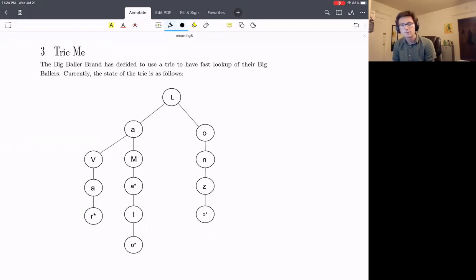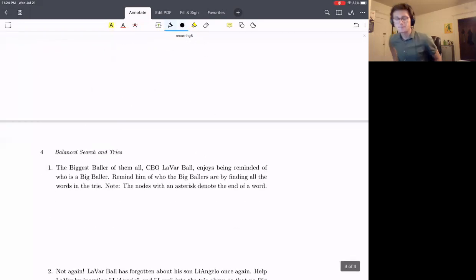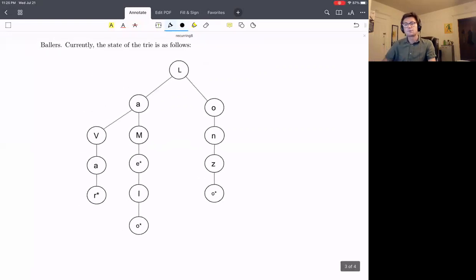So basically in this example, we have a band called the Big Baller Band. And they have a bunch of members and their members' names are stored in this trie. The first question here is that CEO LeVar Ball of the Big Baller Band wants to know who is in the band because for some reason he can't remember. So all this is asking you to do is just read out the trie. What are the actual words contained in the trie?